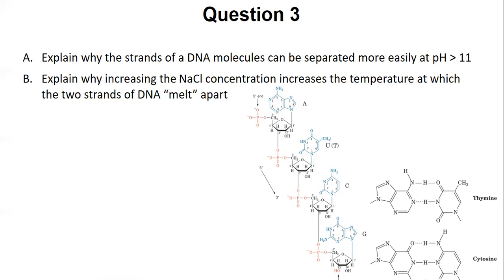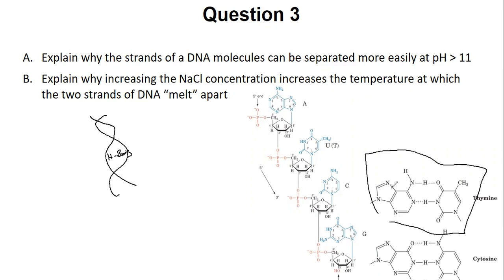Breaking of hydrogen bonds, weaker hydrogen bonds. Yeah, that's correct. So at a high pH, well, first, let's think about DNA itself. So we have double-stranded DNA, and what's holding these two strands together are hydrogen bonds, right? The hydrogen bonds between the bases, as being shown here.